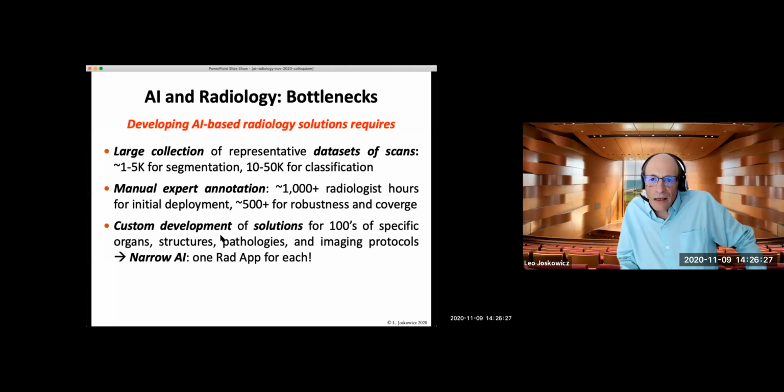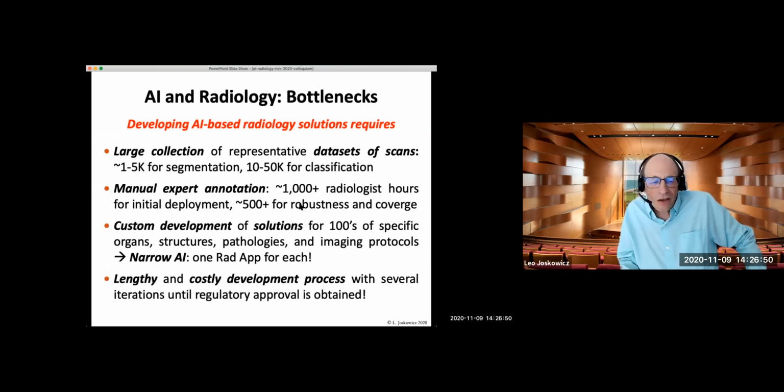Also, if you think about it, each solution is going to be what's called narrow AI. Think of this as a radiology app, and you have hundreds of them because you have hundreds of organ structures, pathologies, and imaging protocols. So if you go this way, this is going to be a long-term endeavor, a lengthy and costly development process that requires a lot of iterations, and of course requires regulatory approval to be able to use it.